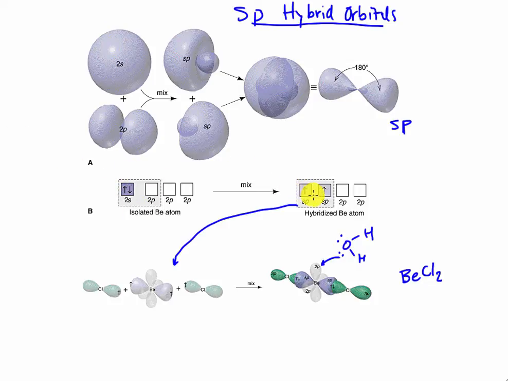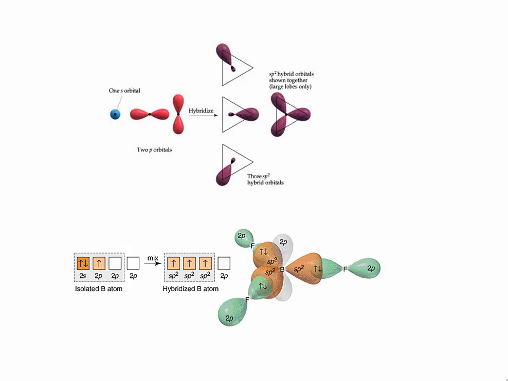The rules still apply. Each one of these can hold 2 electrons at most, right? 2 electrons at most, and therefore 4 electrons, and that's why beryllium does what it does. Okay, so let's look at the sp2.